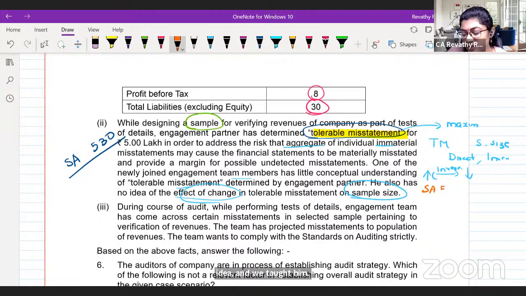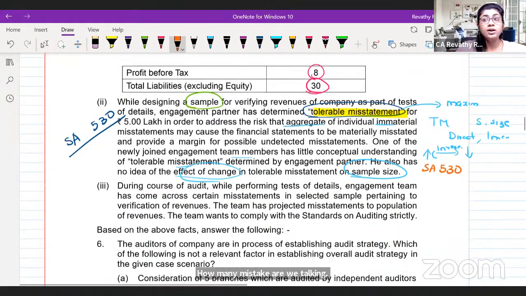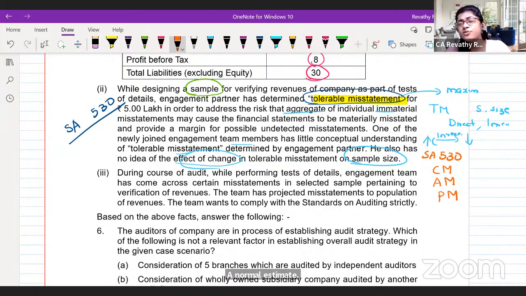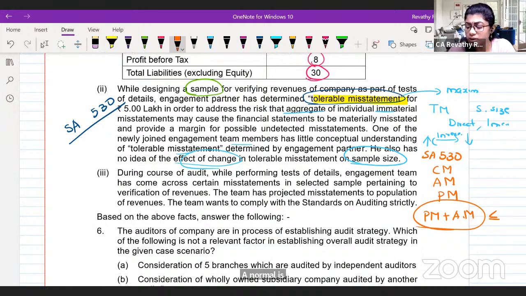In sampling, SA 530, how many misstatements are we talking? Tell me. I'm asking about 530 only. Not 2. I'm asking you 530. How many types of misstatement? No, you are saying 450. I'm asking you 530. 3 misstatements. Very good. What are those 3 misstatements? Common misstatement, anomalous misstatement, projected misstatement. And there is a formula there. Projected misstatement plus anomalous misstatement, meaning total misstatements should not exceed tolerable level.